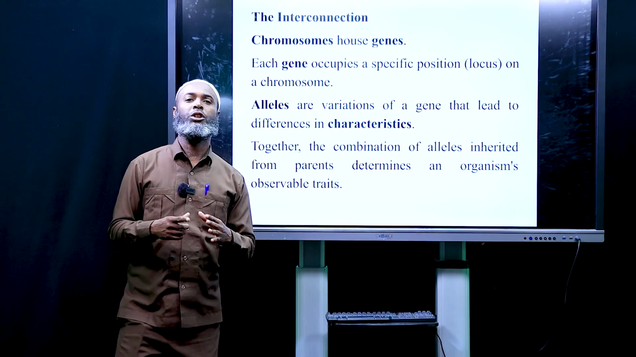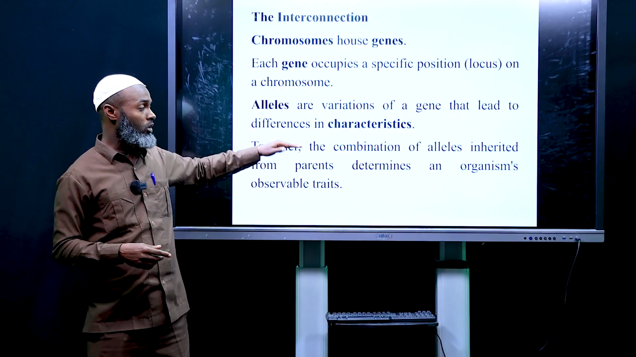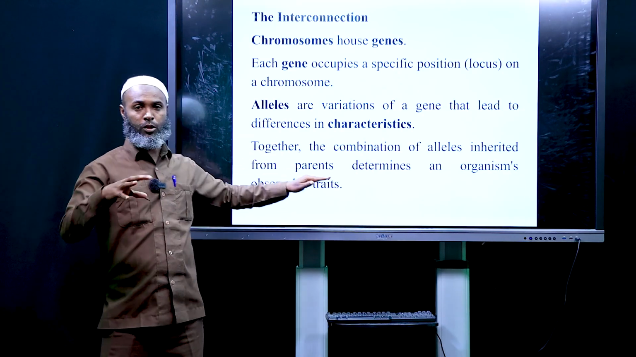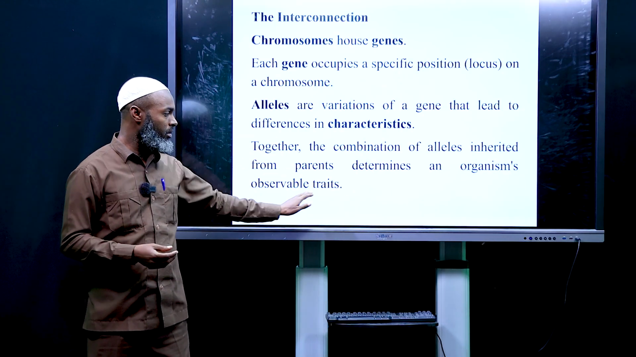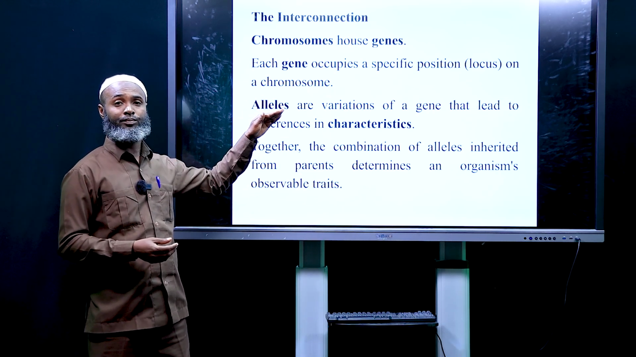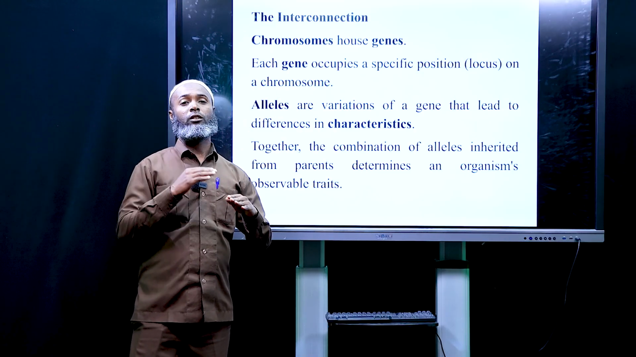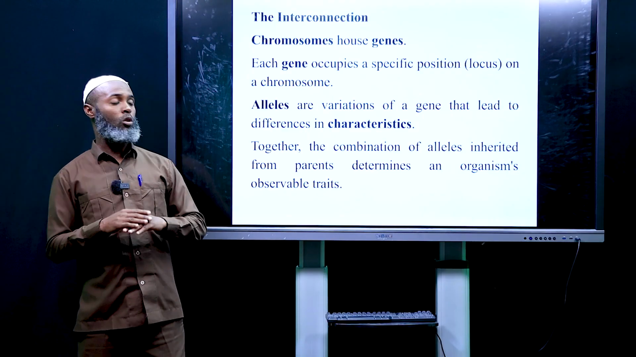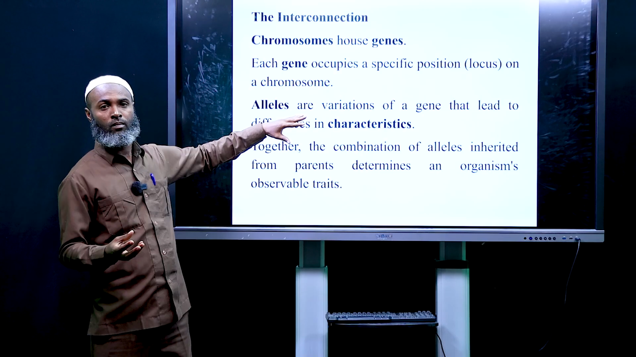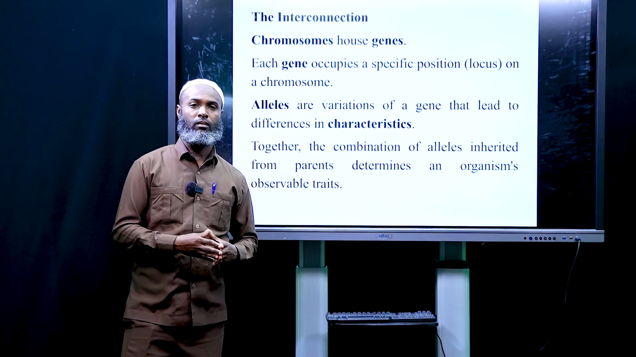So chromosomes, genes, and alleles all work together to determine an organism's or offspring's observable trait. This starts from the chromosome, which is made of DNA, and genes are carried by the chromosome. Genes have alleles. These alleles could be either dominant or recessive.